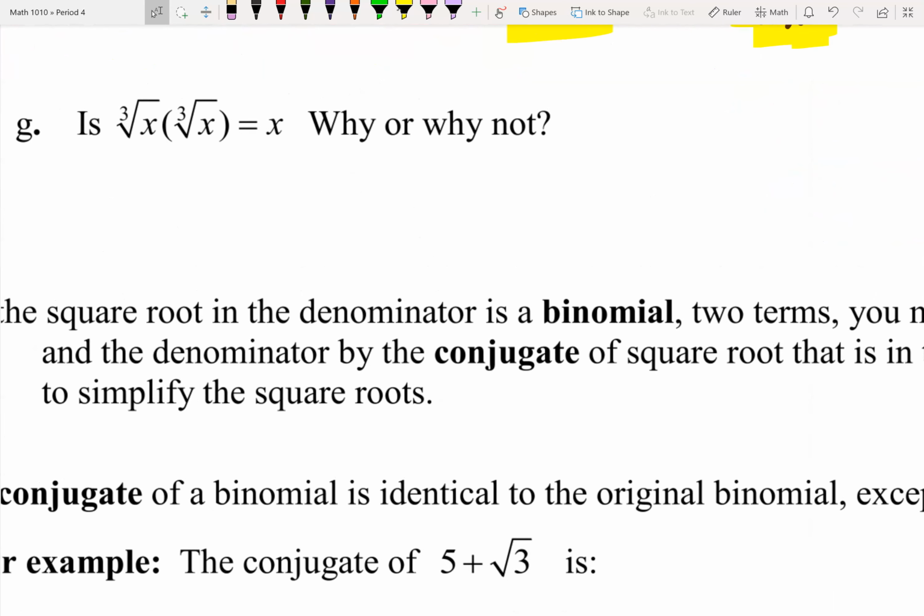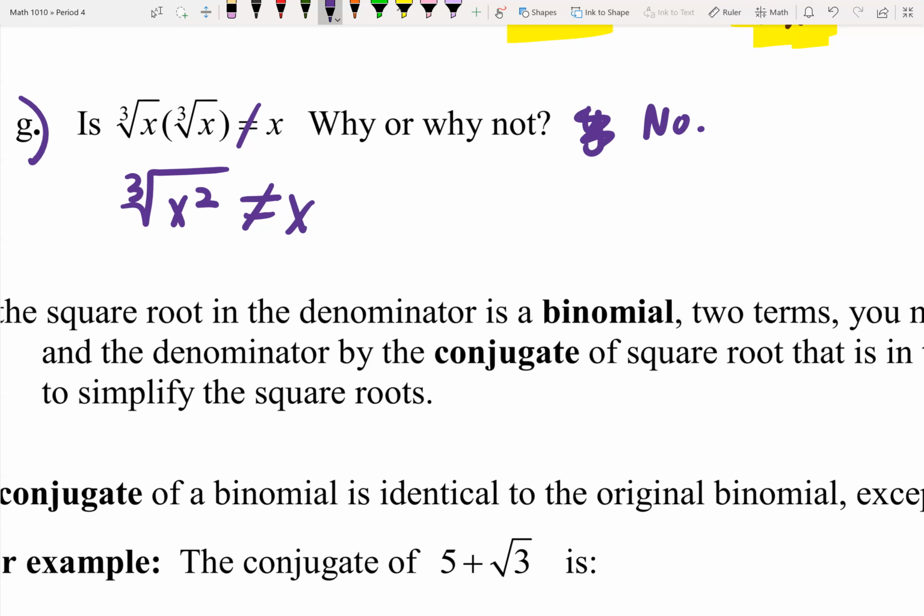This, for anybody that still feels a little fuzzy, this question might do it. Is the cube root of x times the cube root of x equal to x? Tell me. No. It is not, because that's the cube root of x squared. And the cube root of x squared is not an x. So first of all, are they equal to each other? The answer is no.